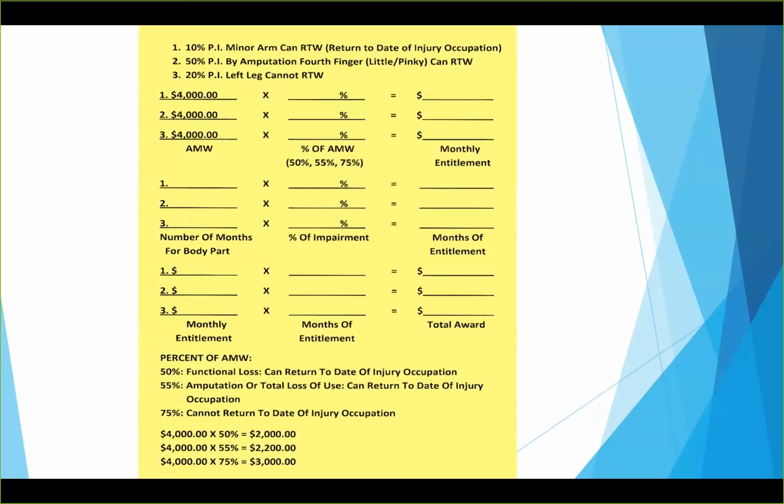Number 2, 50% permanent impairment by amputation of the fourth finger, or little or pinky finger, and again, the injured worker can return to work. And number 3 is a 20% permanent impairment of the left leg, and the injured worker in this example cannot return to work. Please go ahead at this moment and pause this slide and give yourself time to do these three problems.